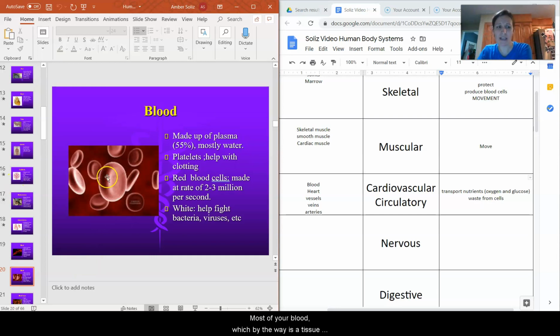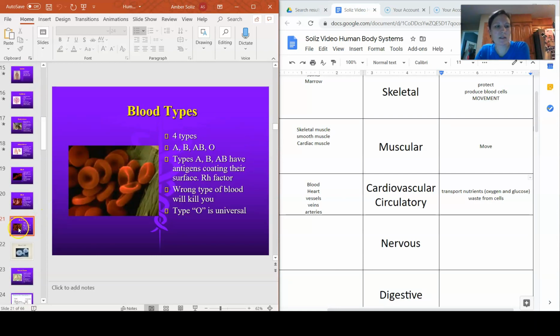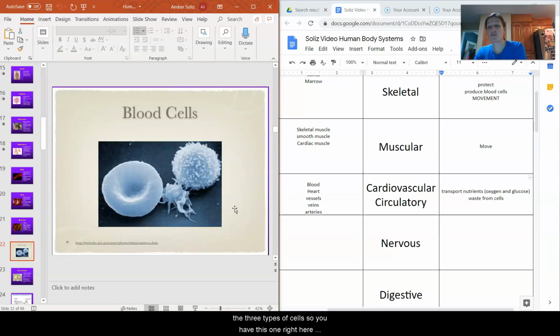Most of your blood, which by the way is a tissue because it's made up of cells, even though you wouldn't think liquid could be a tissue, it is a tissue because it's made up of red blood cells, white blood cells, and platelets. But most of it is fluid. It's actually water, most of your blood, and that's why it's very fluidy. So here's some pictures of the three types of cells.